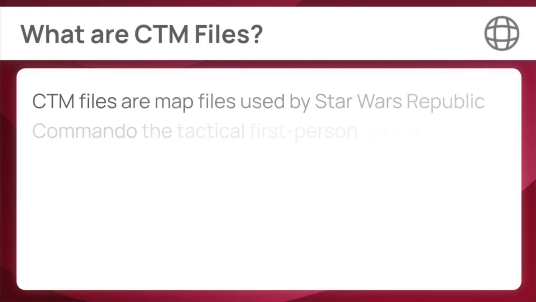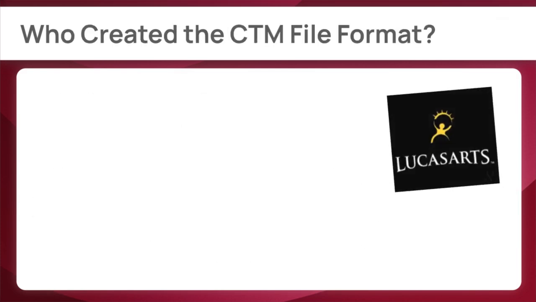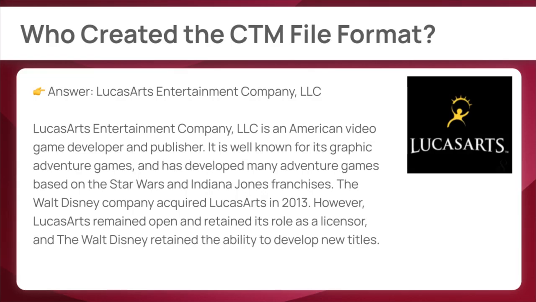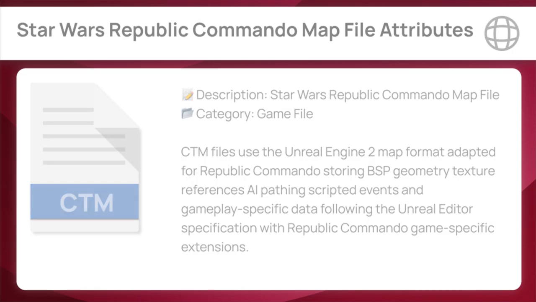CTM files are map files used by Star Wars Republic Commando, the tactical first-person shooter from LucasArts. They contain level geometry, textures, lighting, AI scripting, and gameplay elements defining the missions and environments players experience throughout the campaign. CTM files use the Unreal Engine 2 map format, adapted for Republic Commando, storing BSP geometry, texture references, AI pathing, scripted events, and gameplay-specific data following the Unreal Editor specification with Republic Commando game-specific extensions.